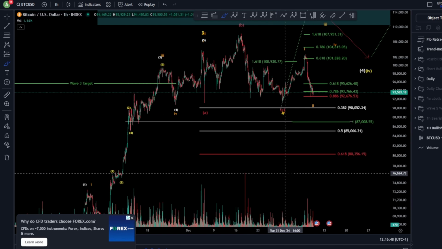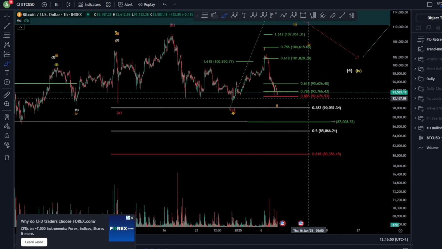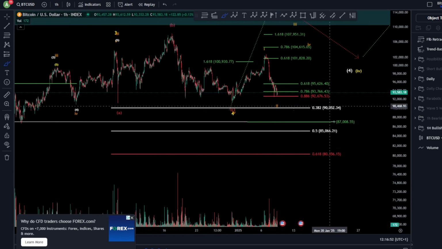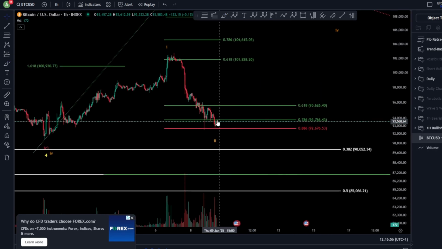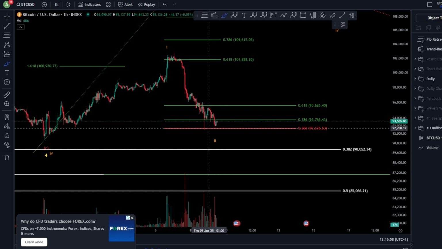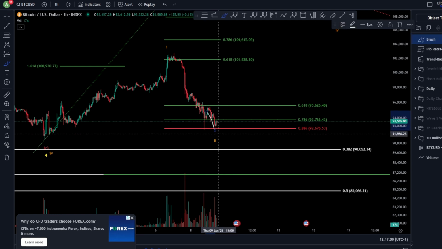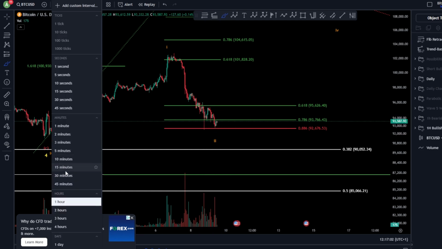So these are the possibilities, guys. For today, I still believe that we're gonna reach a little bit higher. Yesterday we said we're gonna have one more leg, and here we go. We got this one more leg, but I think it's not finished yet.